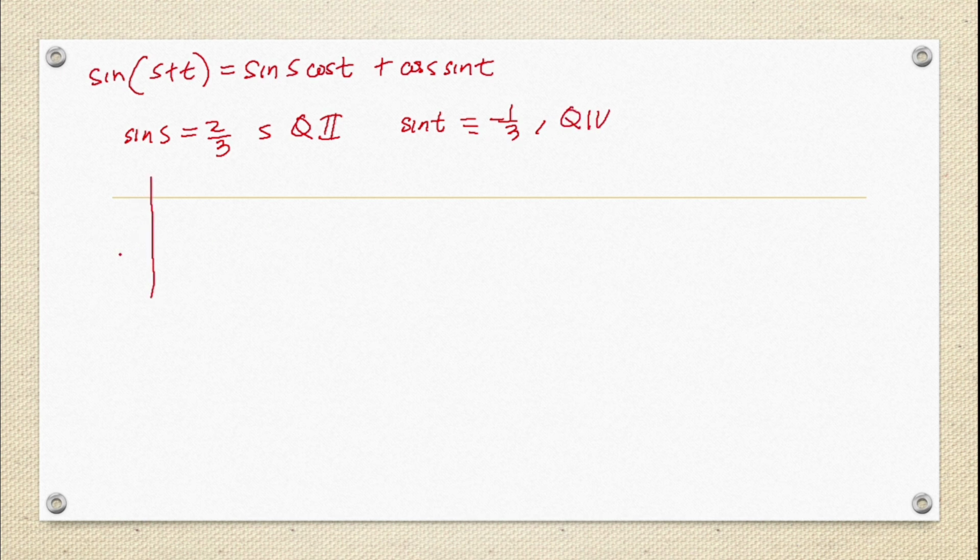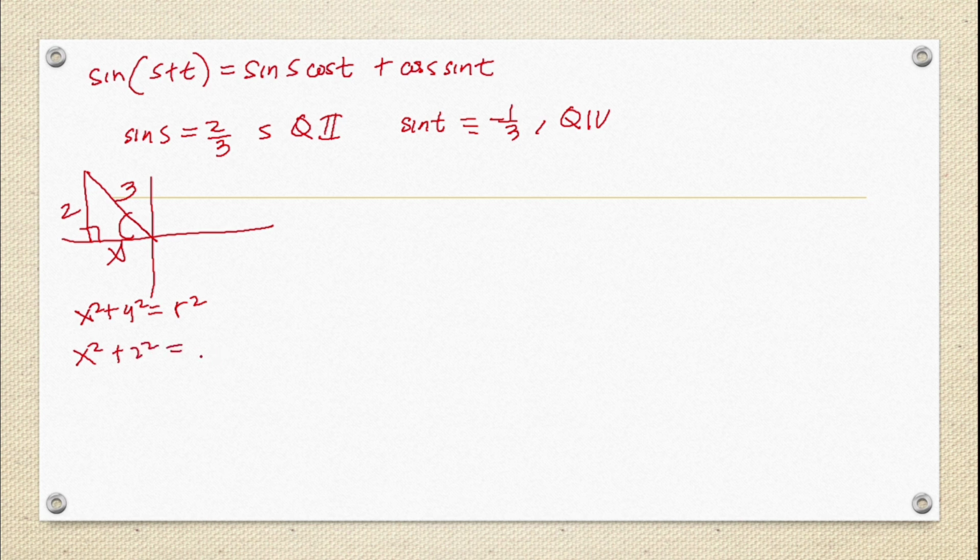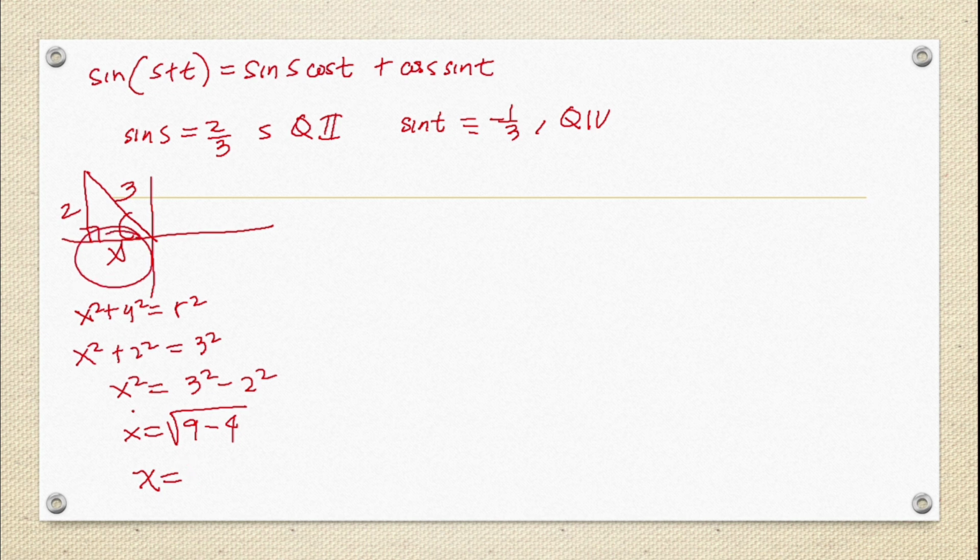So we have to illustrate here. Quadrant 2. So if this is our sine, 2/3, the hypotenuse is 3, and we have to find x here. So x squared plus y squared is equal to r squared. So x squared plus 2 squared is equal to 3 squared. Okay, x squared is equal to 3 squared minus 2 squared. X is equal to the square root of 9 minus 4. That is, x is equal to, since this is in quadrant number 2, negative square root of 5. So why is it negative? Because this is in quadrant number 2. Here x is negative.